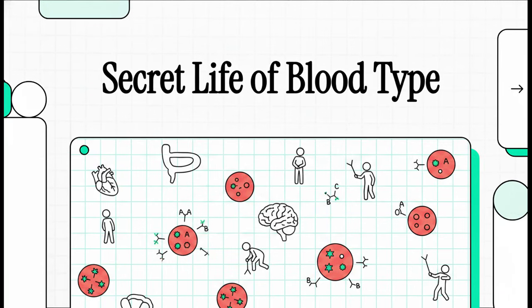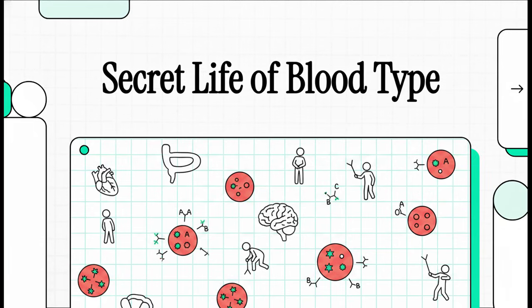Welcome to this explainer. So picture your blood type card for a second. Maybe you're A positive, O negative, or B positive. We all kind of know our blood group, right? But here is the strangely fascinating part. Your blood group is way more than just a basic medical label for emergencies.